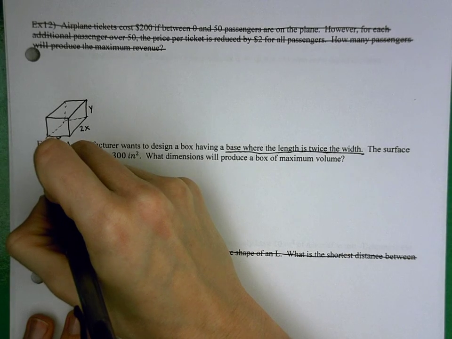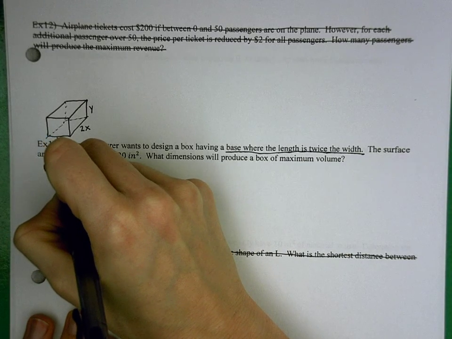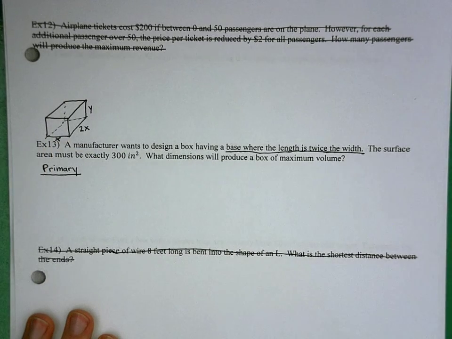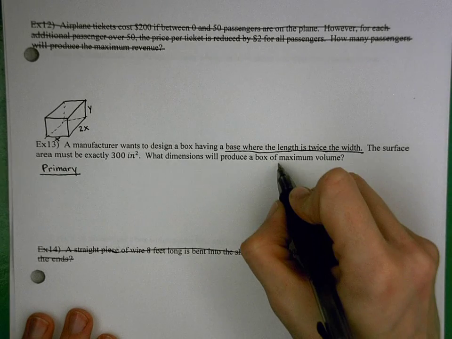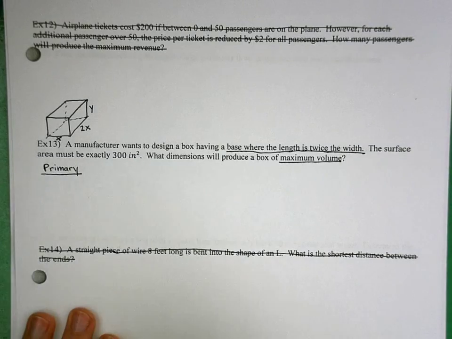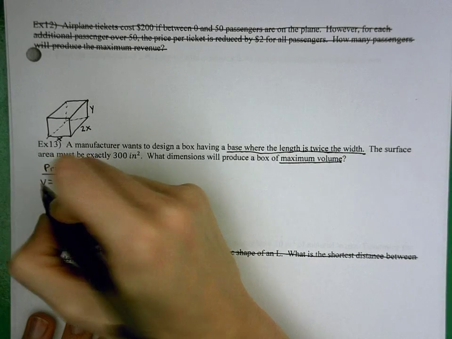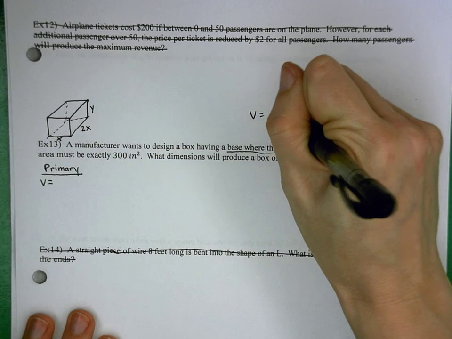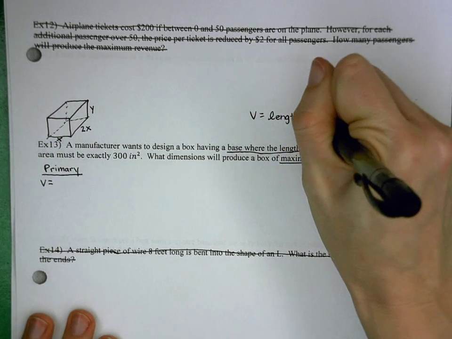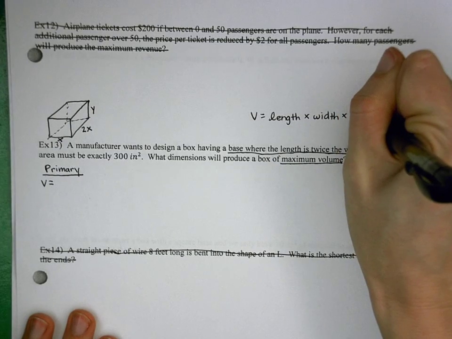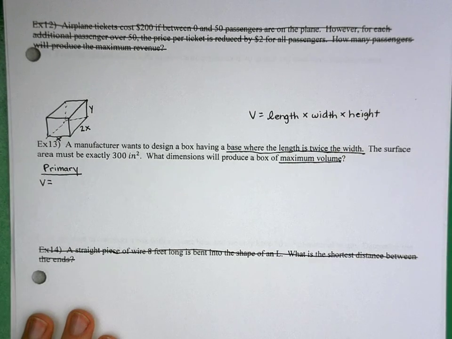Okay? So now that we've gotten that taken care of, we're going to go ahead and proceed to step 2, which is to write a primary equation. Now, a primary equation is what we are trying to maximize or minimize. In this particular case, we are asked about maximum volume. And so volume is going to be my primary equation. For this one, volume of a rectangular prism is length times width times height.